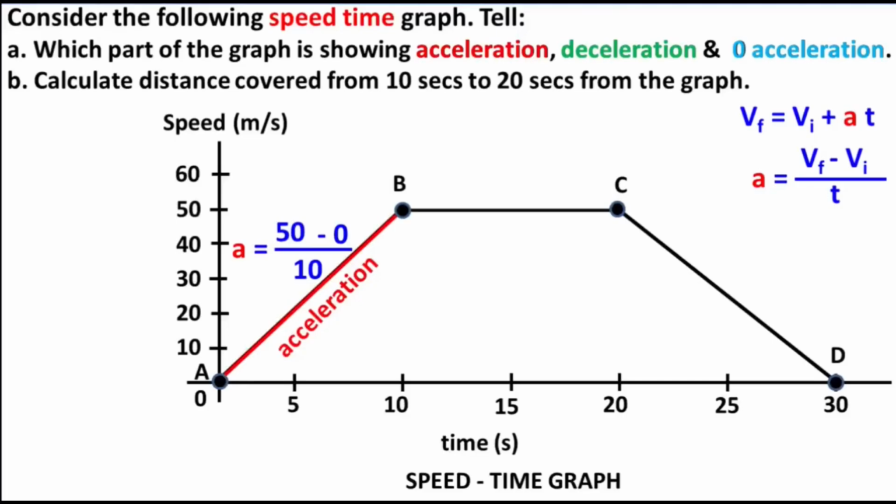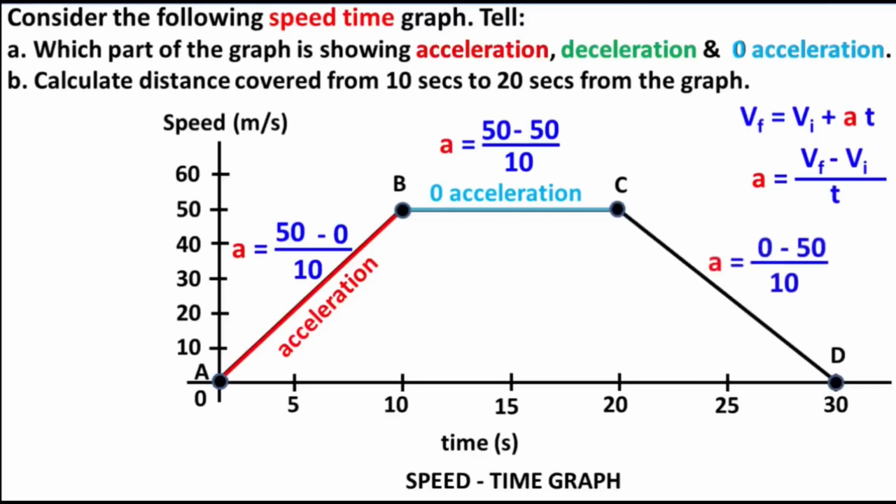If velocity is not changing, it is constant, then there will be zero acceleration. As from point B to C, the acceleration is 50 minus 50 divided by 10. Final velocity remains the same, that is constant. So there was no acceleration, or zero acceleration. If the velocity is decreasing, as you can see from point C to D, the acceleration is 0 minus 50 divided by 10. Final velocity has decreased, so deceleration has taken place.